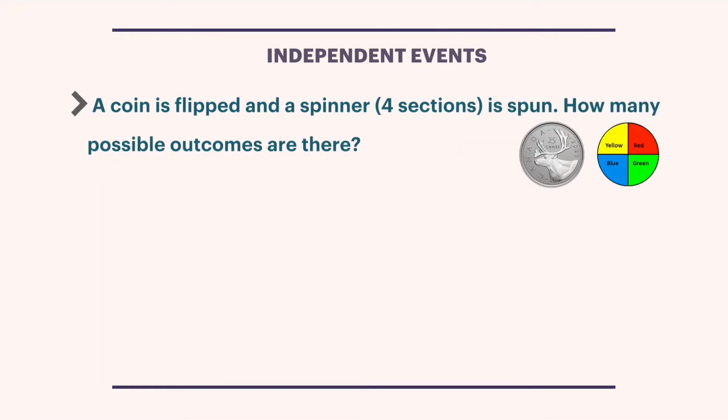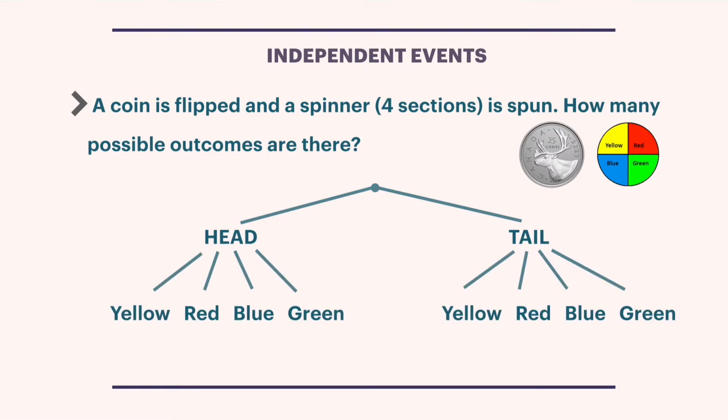Let's take a look at this question. A coin is flipped and a spinner, which has 4 sections, is spun. How many possible outcomes are there? We're not calculating the probability, but for now, we're only counting the total number of possible outcomes. Let's use a tree diagram. First, you're flipping a coin and you have 2 possible outcomes. And afterwards, you're spinning a spinner and you have 4 under each outcome of flipping a coin. How many possible outcomes do we have in total? We have 1, 2, 3, 4, 5, 6, 7, 8. So our answer is 8.